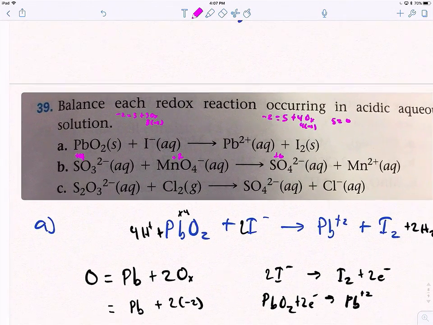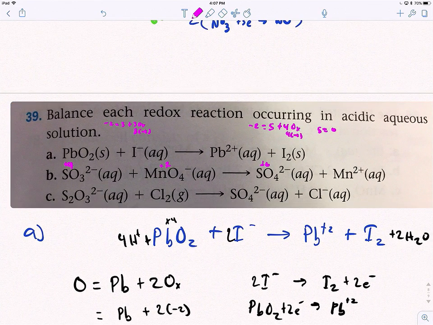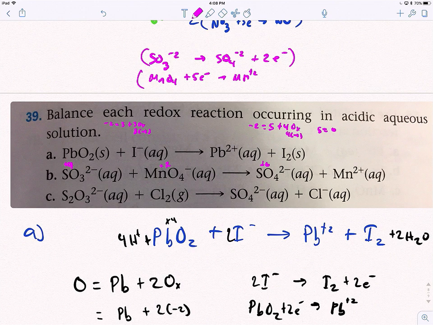Okay, so our half reactions for part B: SO3 minus 2 goes to SO4 minus 2 and generates 2 electrons. And MnO4 minus needs 5 electrons to go to Mn plus 2. The lowest common multiple of 2 and 5 is 10. So 5 sulfite plus 2 permanganate make 5 sulfate and 2 Mn plus 2.